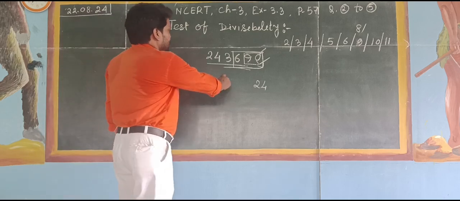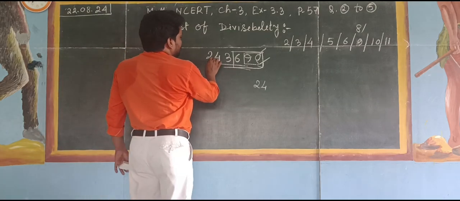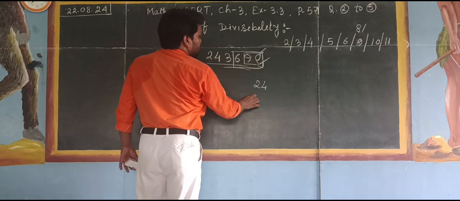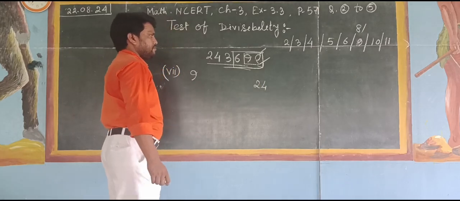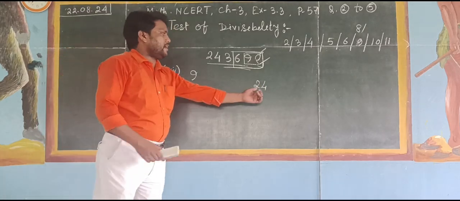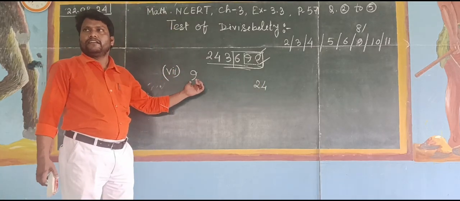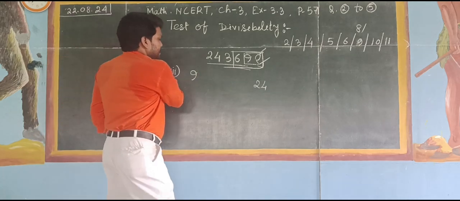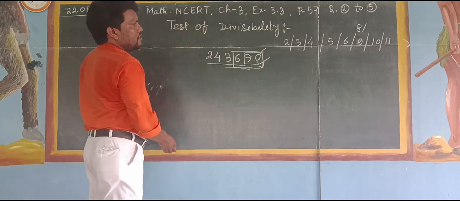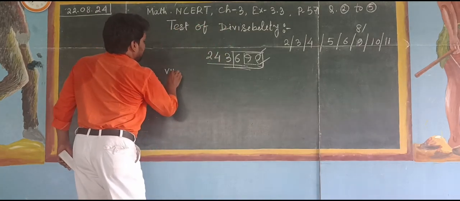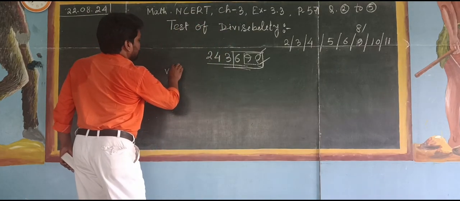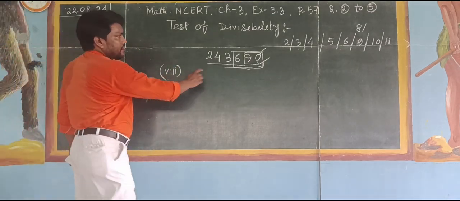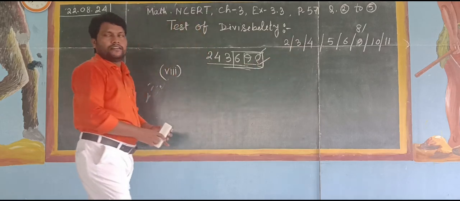Okay, so their sum was 2, 4, 6, 3, 9, 6, 15, and 9, 24, and plus 0. So the number is not divisible by 9. Okay, next question, property number 8, by 10.